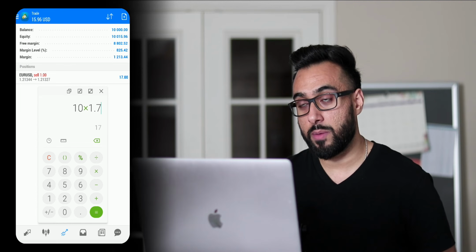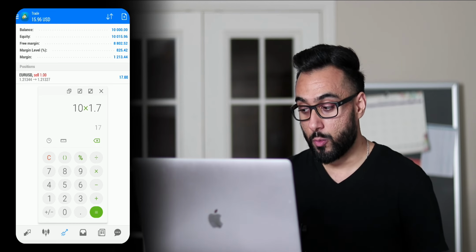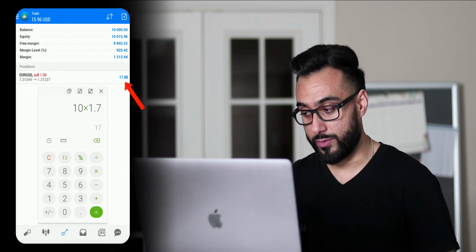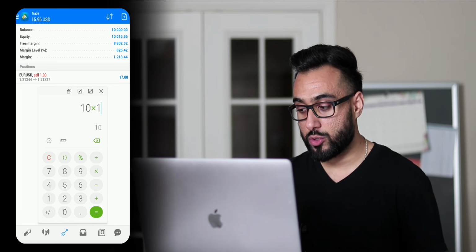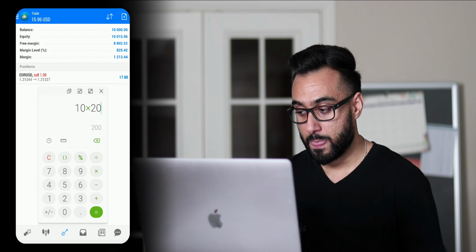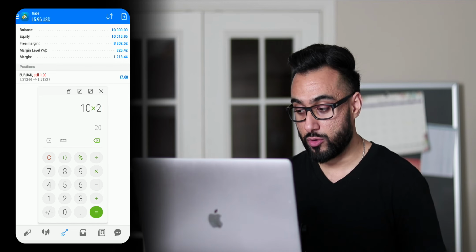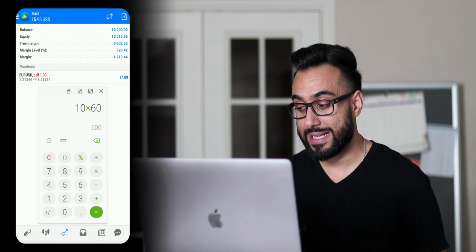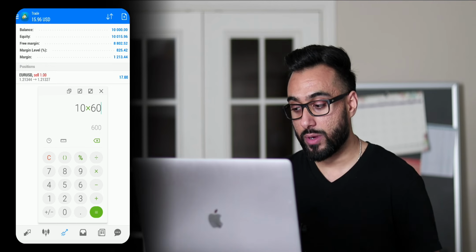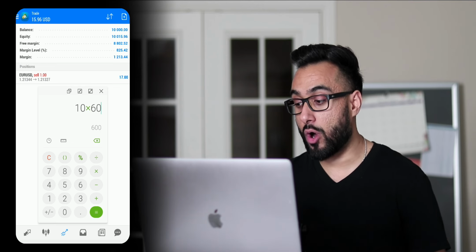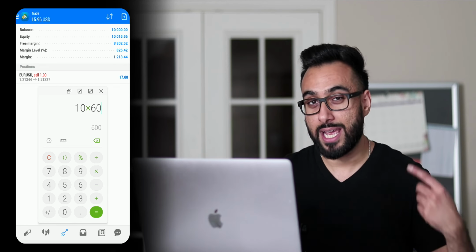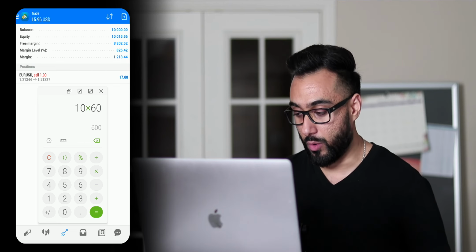How much profit did we make on this trade so far? We made $17 profit on this trade. So what happens if this trade moves by, let's say, 20 pips? We made $200 on this trade. If this trade moves in our favor by, let's say, 60 pips, we made $600 on this trade. That's kind of showing you how you're able to calculate how much profit you'll be making based on reading the numbers and understanding the concept behind how all this stuff works.